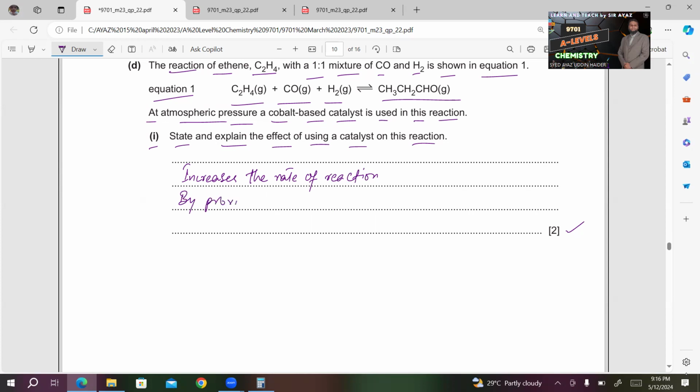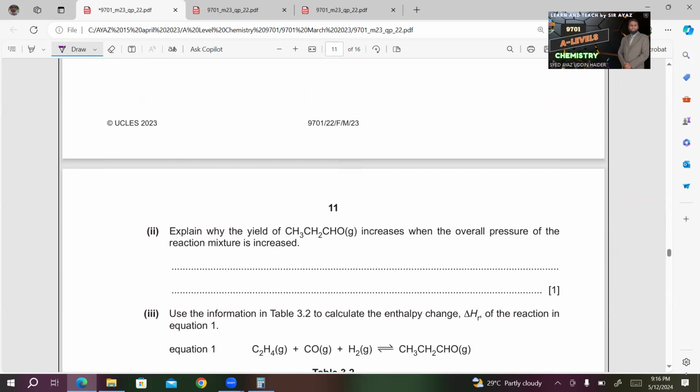By providing alternative reaction pathway with lower EA. Number 2, explain why the yield of CH3CH2CHO(g) increases when the overall pressure of the reaction mixture is increased.